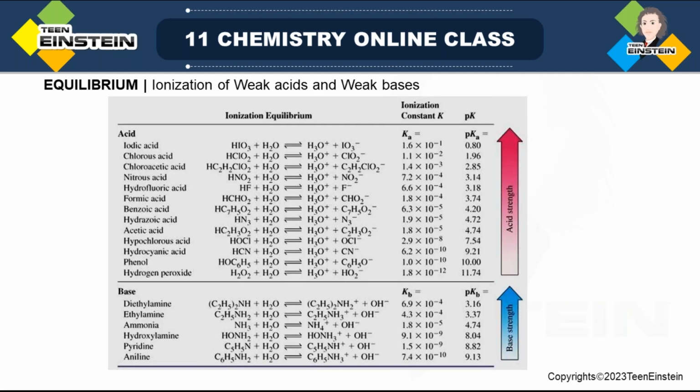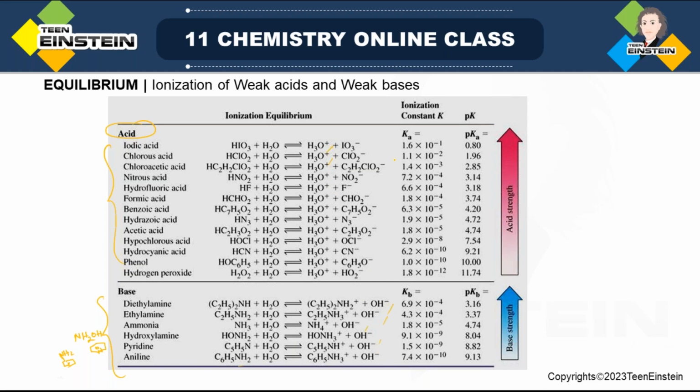So see, in this table you will get information on different weak acids and weak bases: diethylamine, ethylamine, ammonia, hydroxylamine which is NH2OH, and pyridine, which is an organic base, just like benzene ring but one carbon is nitrogen. Aniline is NH2 attached to a benzene ring, C6H5NH2. So all are reacting with water. In this case, hydronium ion we have written, and here HO minus.